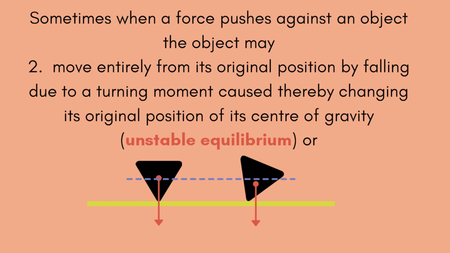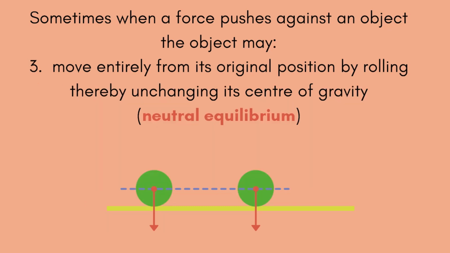Sometimes the object may move entirely from its original position by falling due to a turning moment, thereby changing the position of its center of gravity. This is referred to as unstable equilibrium. Or sometimes the object may move entirely from its original position by rolling, thereby not changing its center of gravity. This is known as neutral equilibrium.